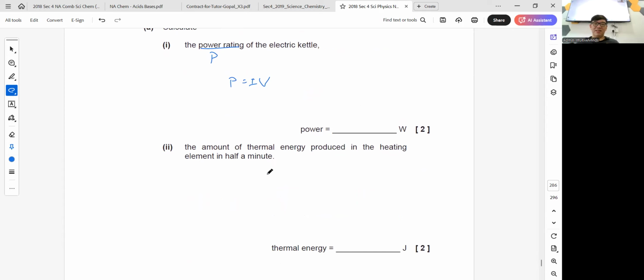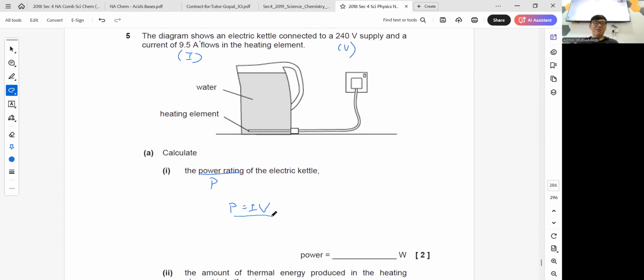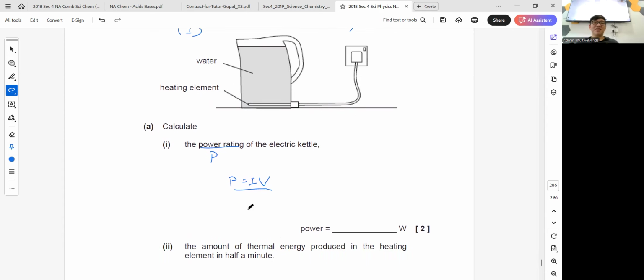Okay, what about this? You gotta know this. What are the three other power formulas? E equals PT. P equals E over T. P equals I squared R. This is for series. So what's E again? Energy. E.m.f.